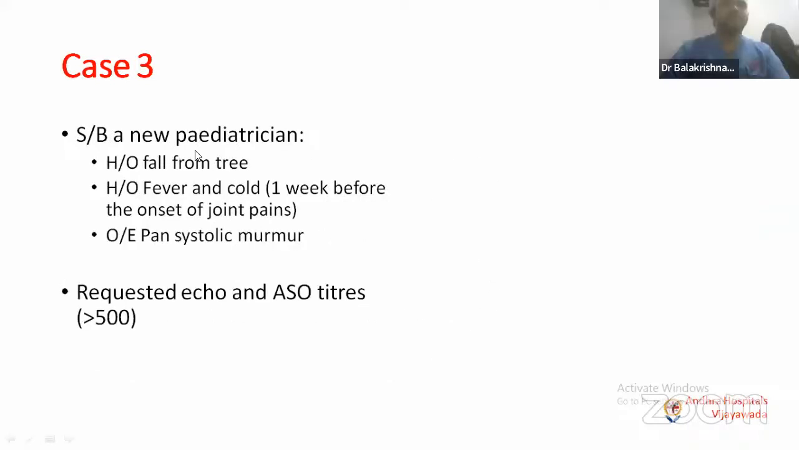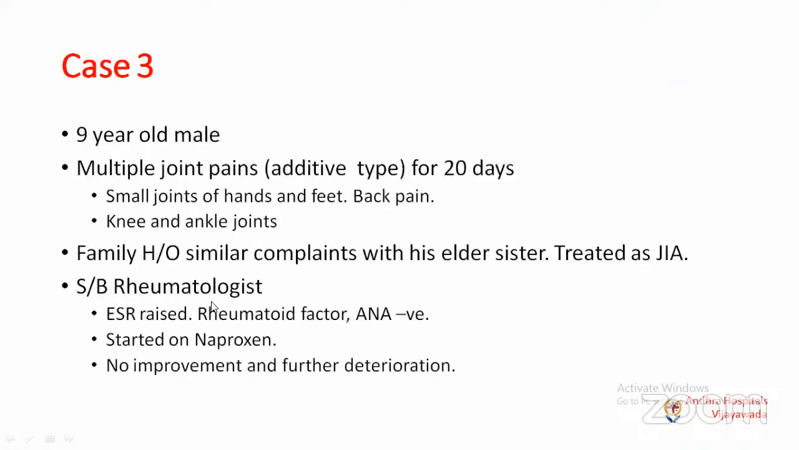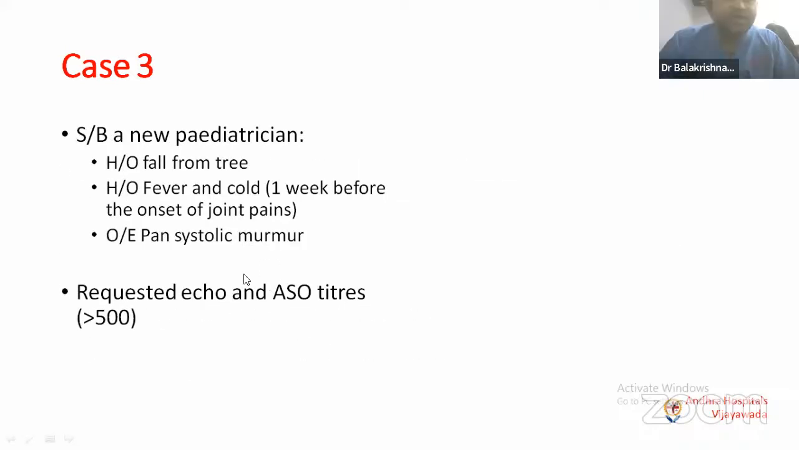So it was seen by a referred pediatrician. He got the history of fever and cold 1 week before the onset of joint pains. On clinical examination, there was a pansystolic murmur. He requested an echo. ASO titers were done, which were more than 5,000. So what is your diagnosis now?